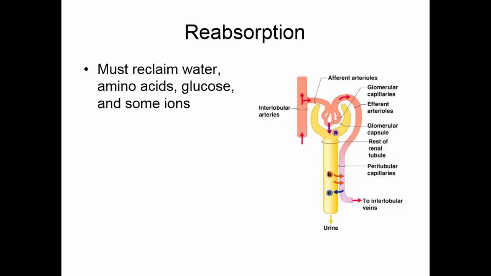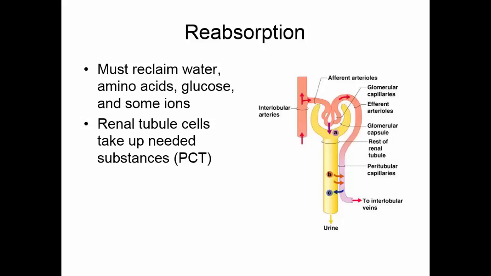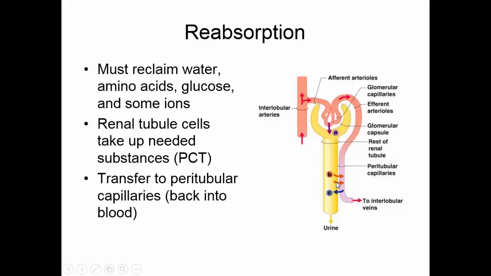We have water, amino acids, glucose, and some ions that we need to return to the blood. The renal tubule cells will take up these substances. This happens primarily in the proximal convoluted tubules and somewhat in the loop of Henle. We will transfer material from the filtrate in the tubules back to the peritubular capillaries. We'll restore blood glucose levels, blood amino acid levels, the levels of ions, and we will restore the water level in the blood back to normal.